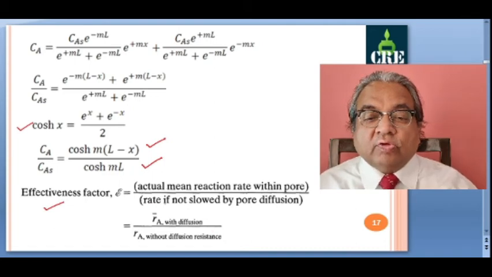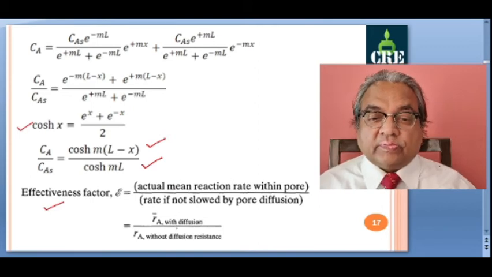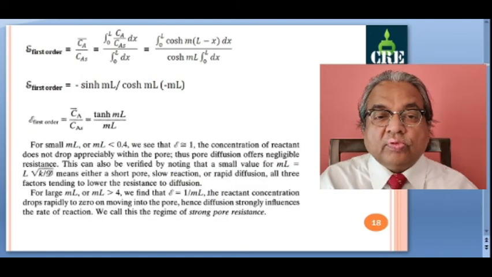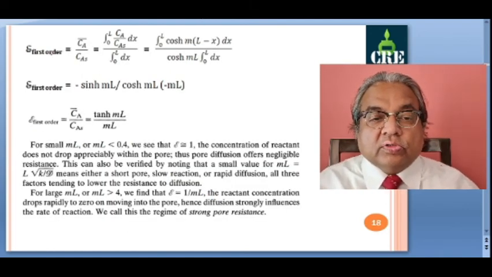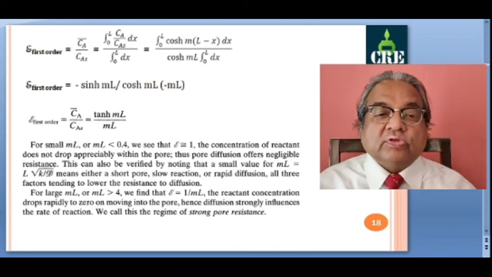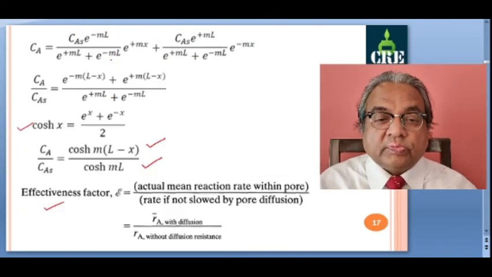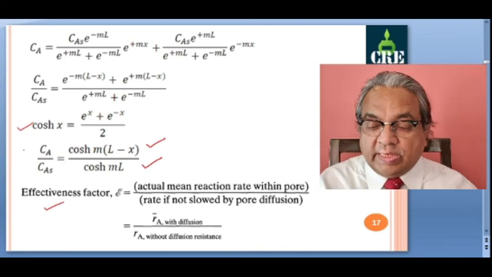So rate without diffusion represents the rate if not slowed down by the pore diffusion, and the actual rate. So without diffusion what will be the rate, and with diffusion, this we have to compare. So the effectiveness factor for the first order we can write as Ca bar by Cas, and that we can write by averaging it over the length. So we have Ca by Cas.